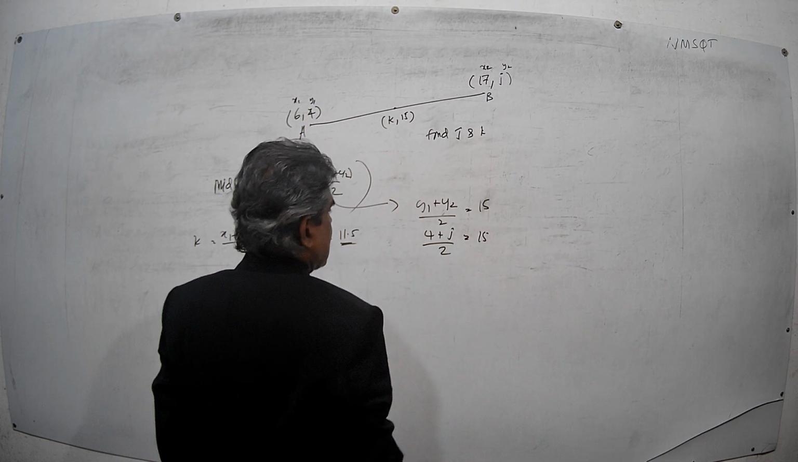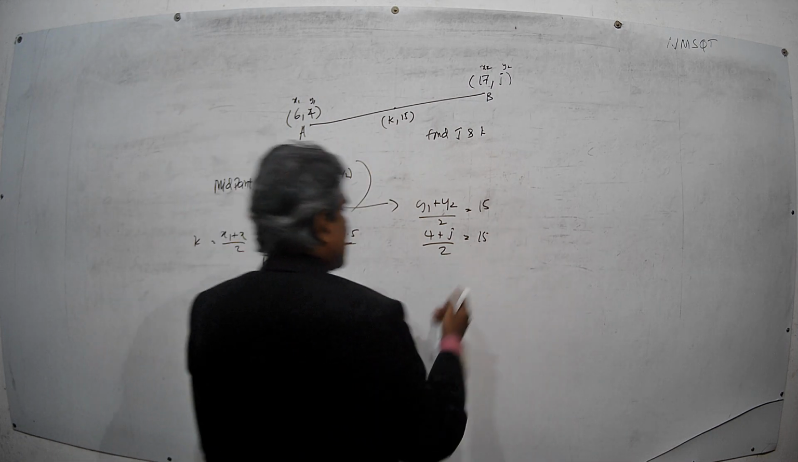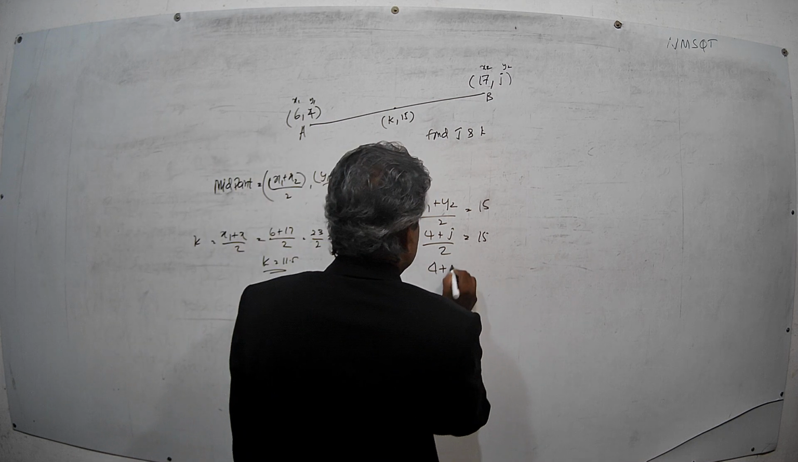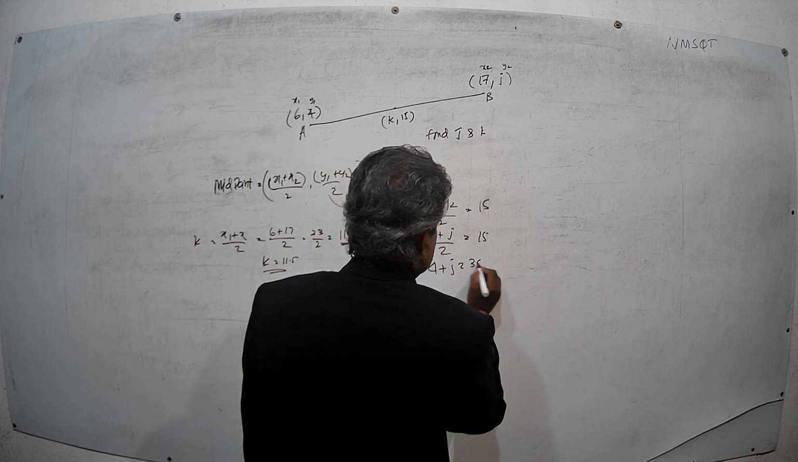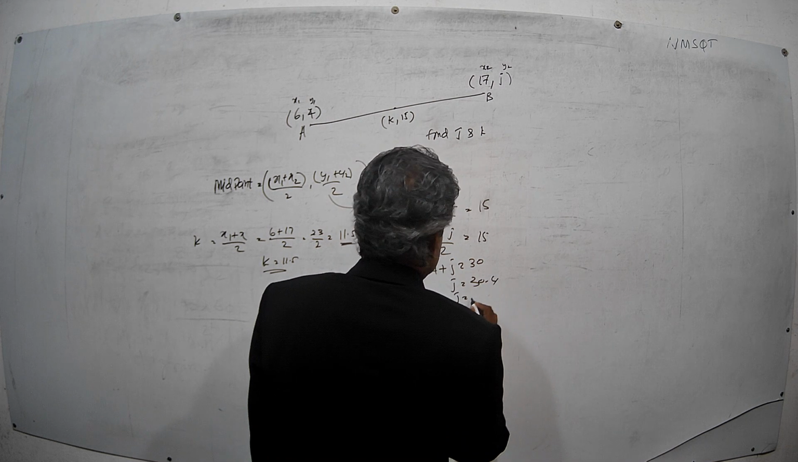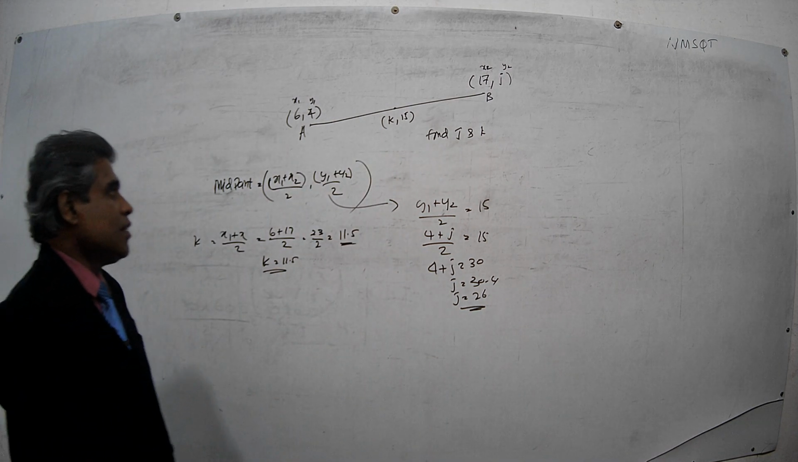Then take the 2 to the other side. This division by 2 becomes multiplication by 2. Then 4 plus J equals 15 into 2, 30. Then J equals 30 minus 4, which is 26. Okay, J is 26. We found J.